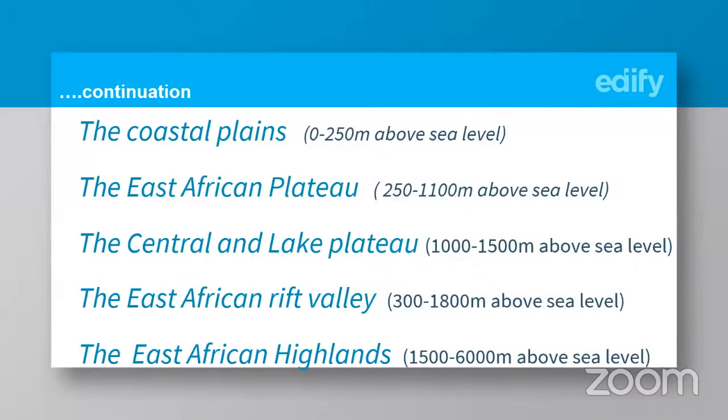Then finally we have the East African Highlands. What does that mean? Peter, when you say the East African Highlands, what comes to your mind? Teacher, I have a question. What is the meaning of above sea level?